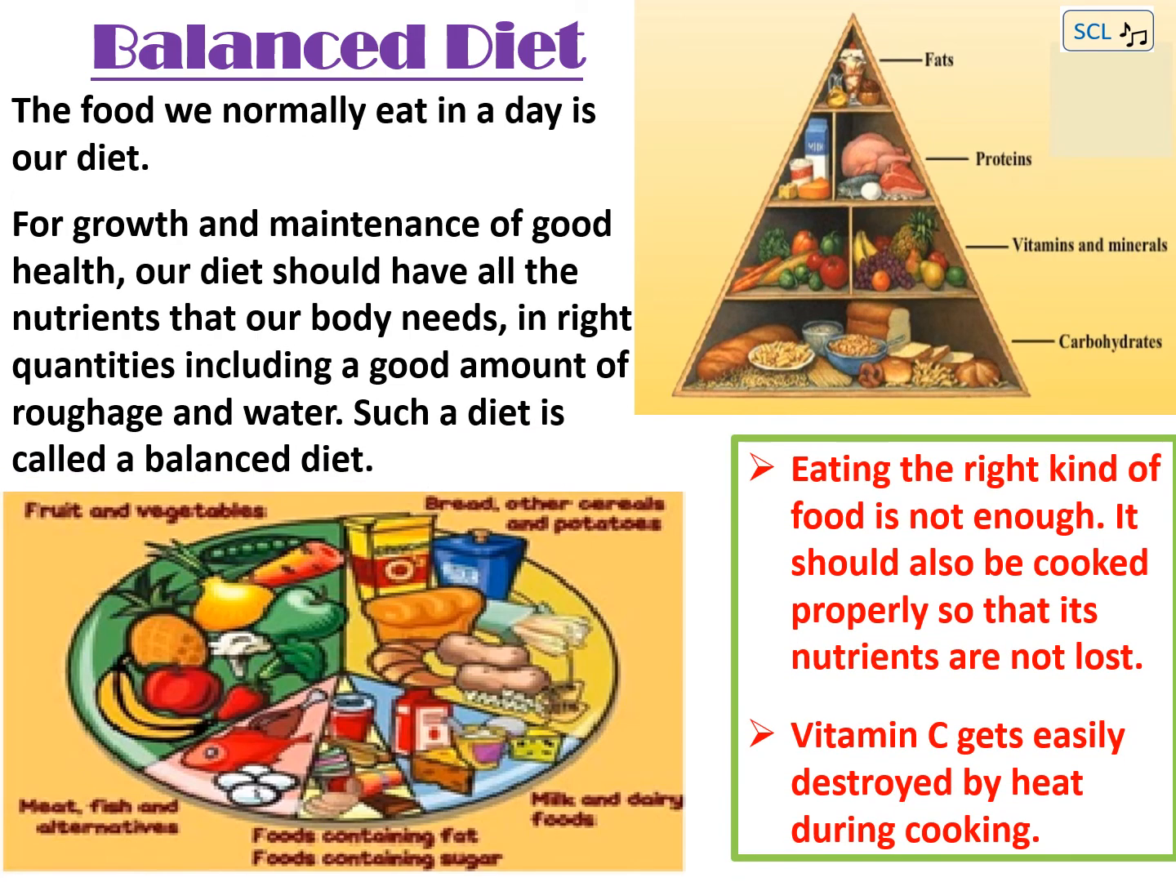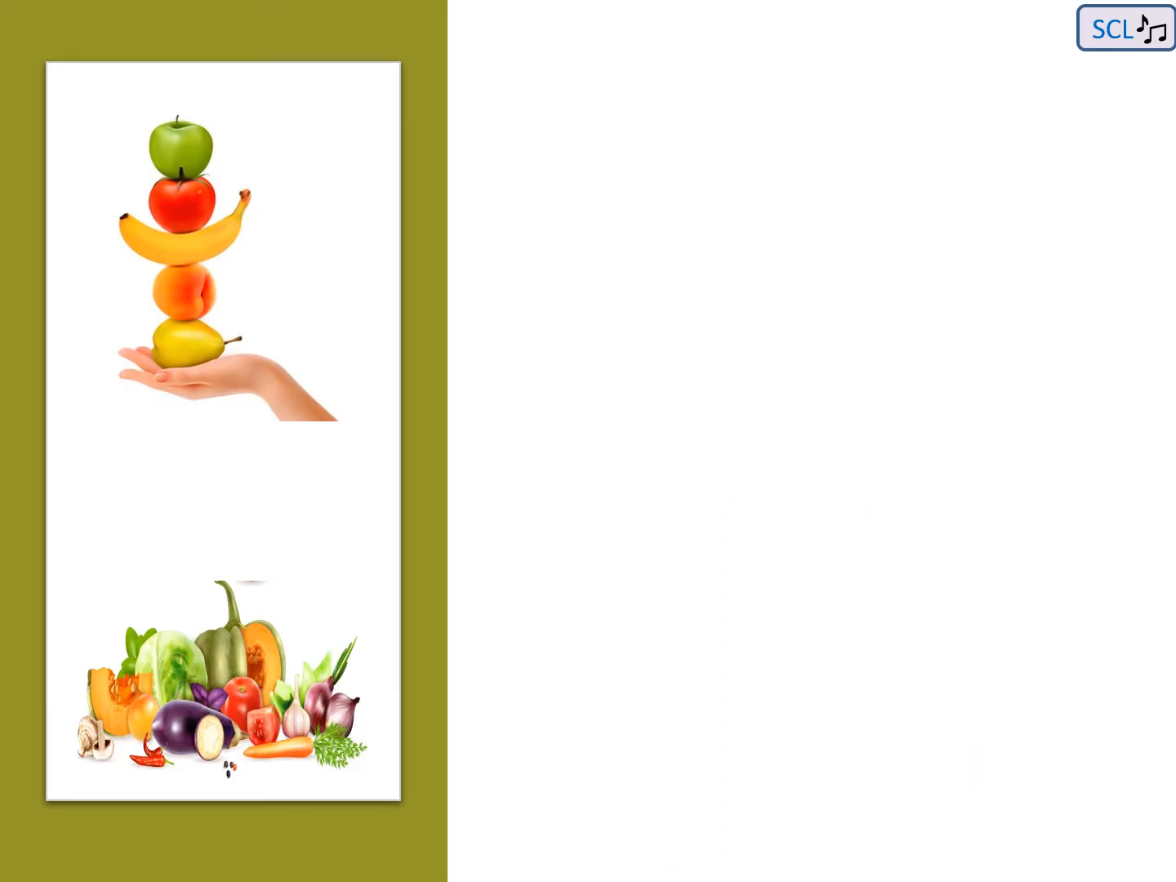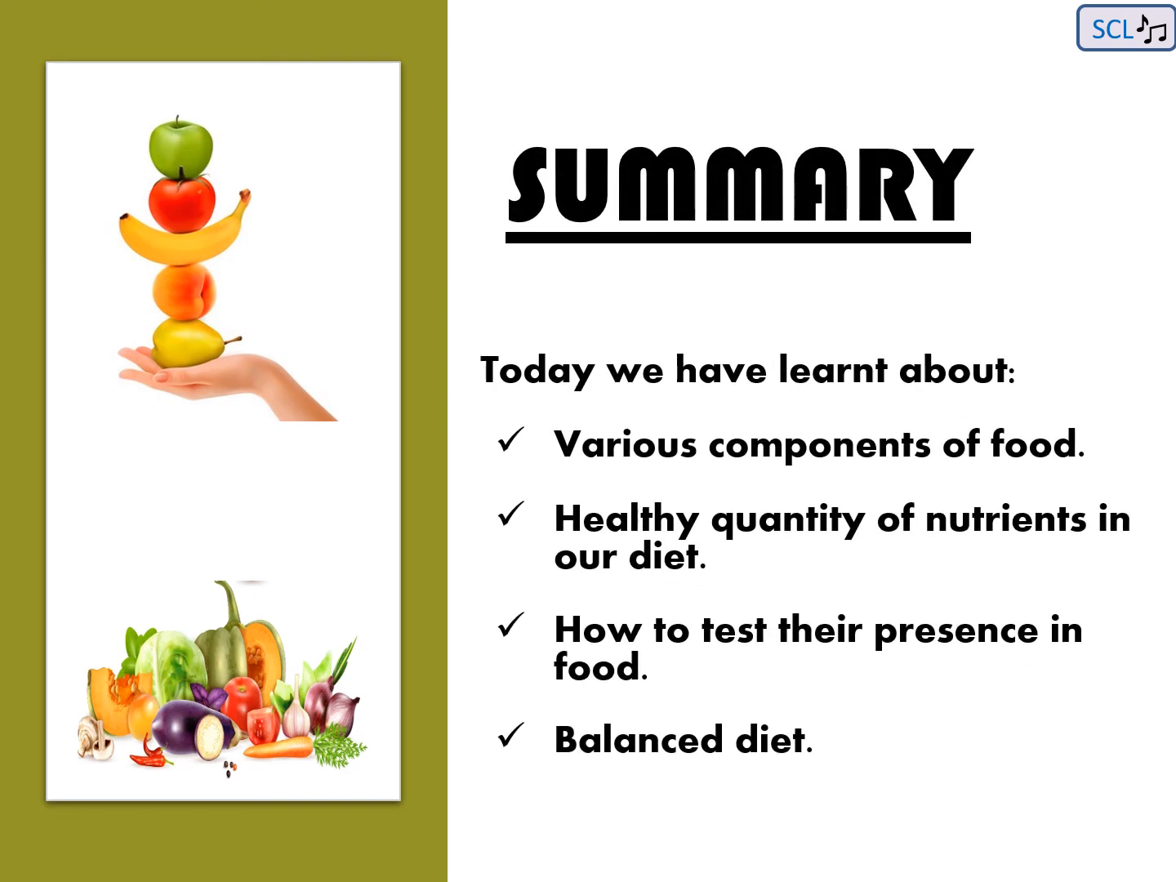The food that we normally eat is called our diet. But when we eat all the components of food cooked properly in right amount, it is called a balanced diet. We can check whether our diet is balanced or not by these two diagrams. So, we got to know in today's session about the various components of food, the healthy quantity of nutrients that should be present in our diet, how to test their presence in food, and what is balanced diet.